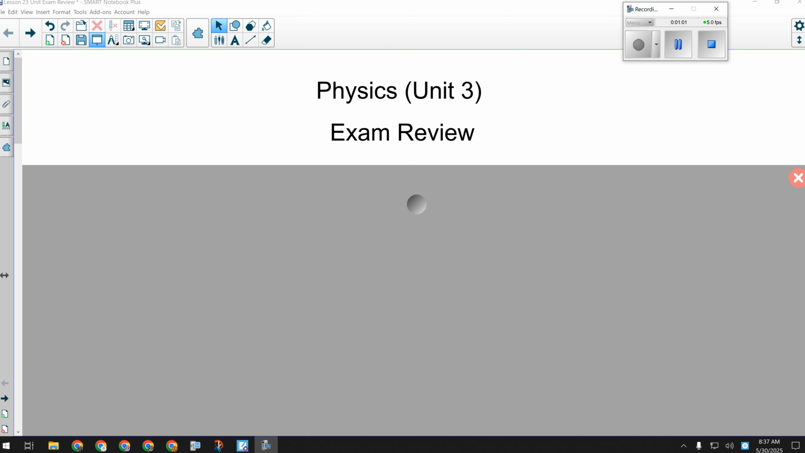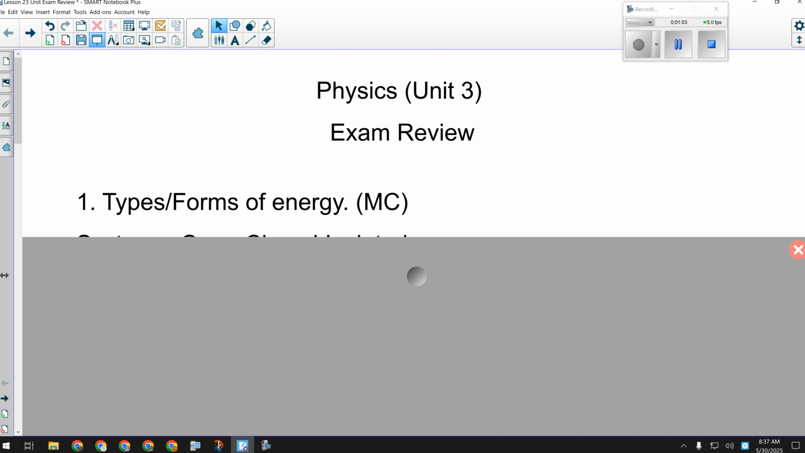Okay, so the first thing we went over in this unit were the types and forms of energy. That was chemical energy, kinetic energy, nuclear energy, mechanical energy, those kinds of things. They're going to be multiple choice, maybe numerical response kinds of questions.